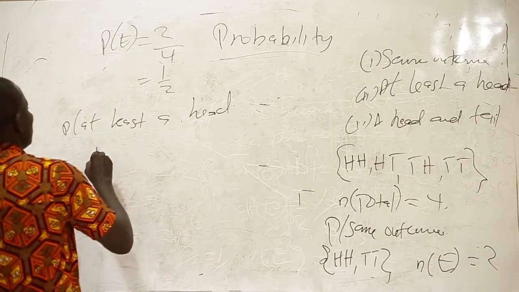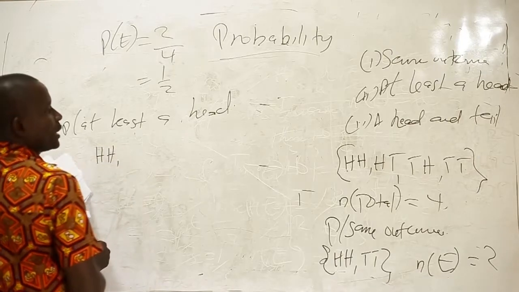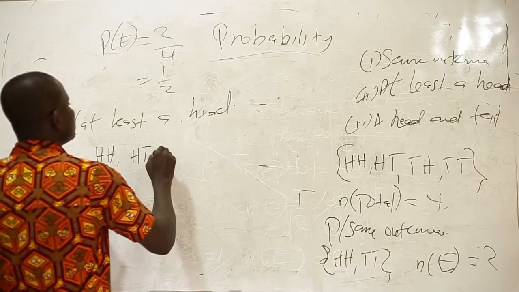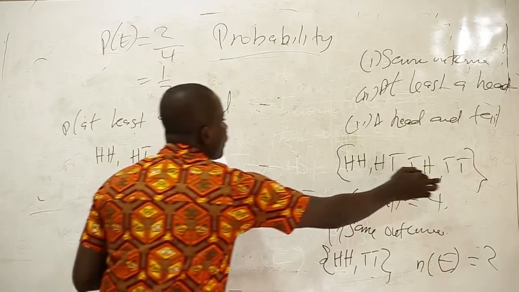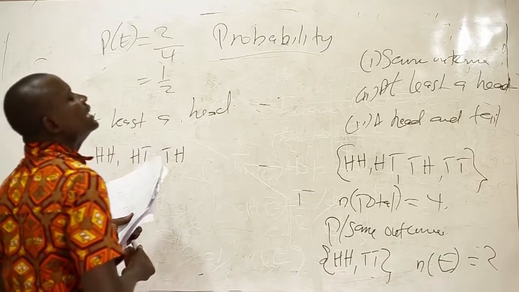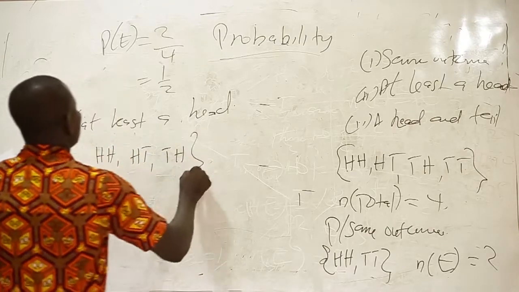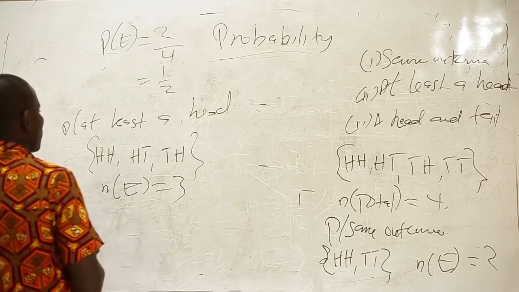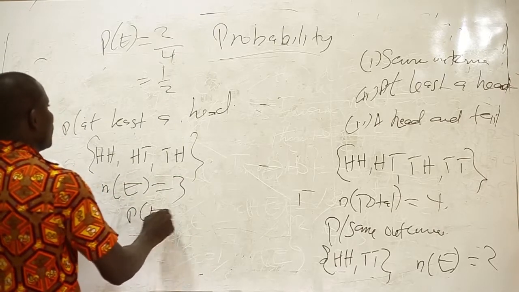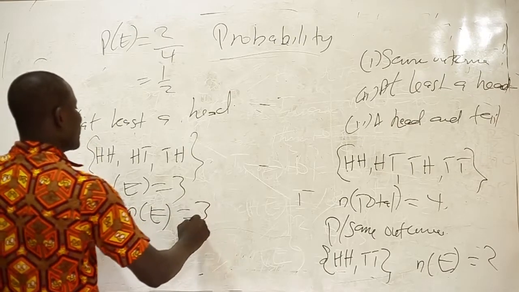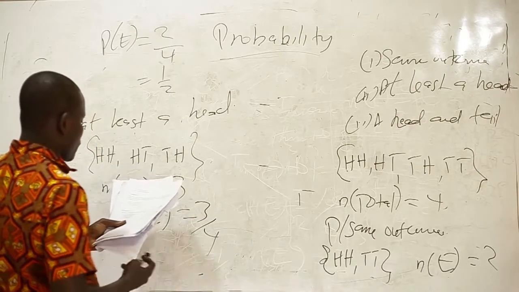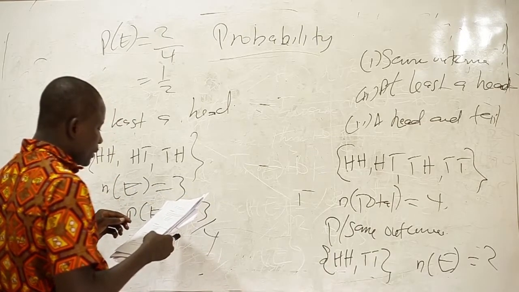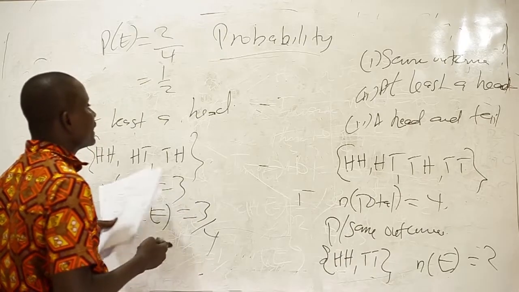So we have HH, which is 1 head. HT, there's a head. Then TH, there's a head. Here is 0 heads, but it says at least 1 head. So TT is 0 heads, so that will not be counted. So number of events N(E) is equal to 3. Are you getting the point? So P at least a head will be 3 over the total 4.